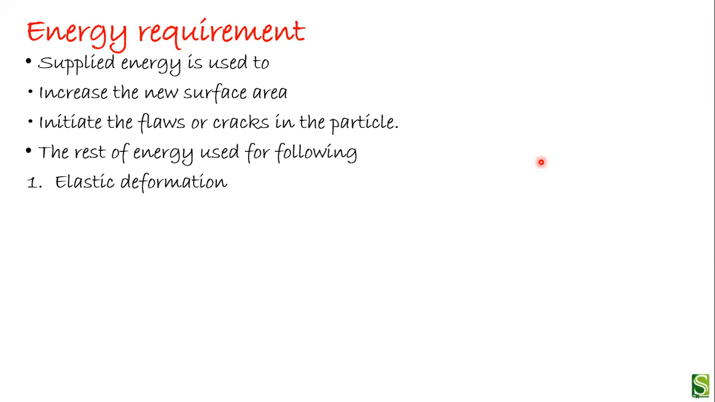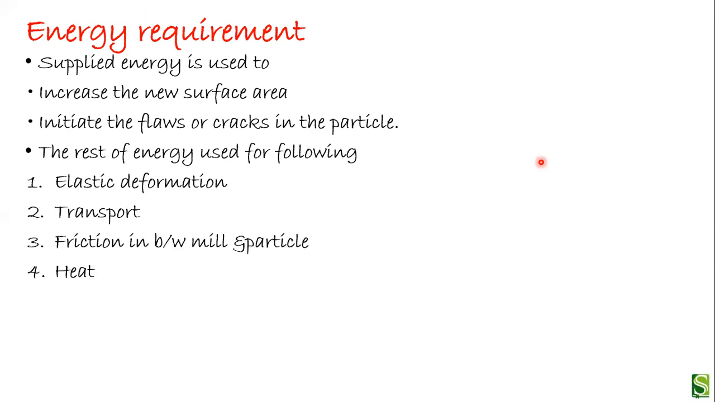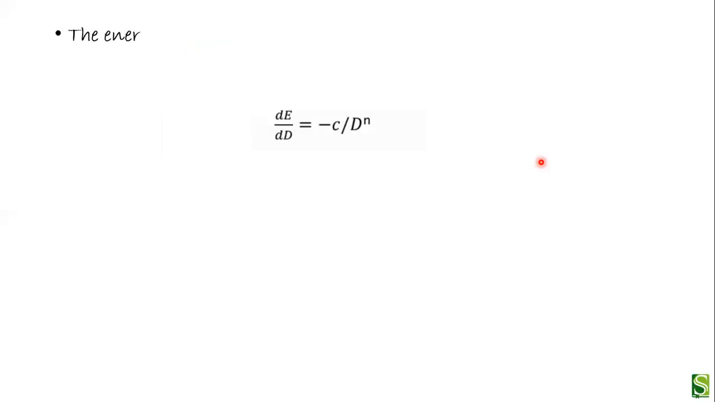The particle can undergo elastic deformation due to it, also for transportation. Also, it is used for friction in between the mill and particle. It is also used for production of heat, and it is also responsible for vibration and noise.